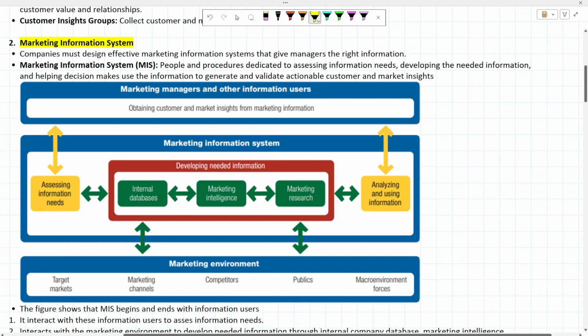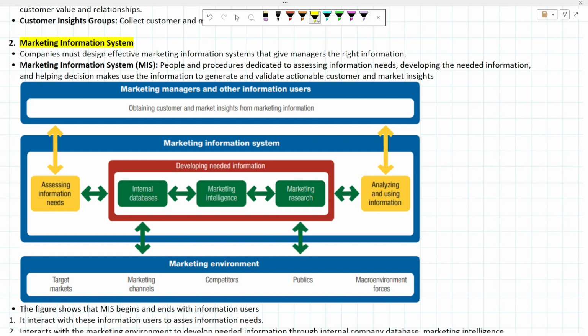Marketing information system. Companies must design effective marketing information systems that give managers the right information. Marketing information systems, MIS, are people and procedures dedicated to assessing information needs, developing the needed information, and helping decision makers use the information to generate and validate actionable customer and market insights.